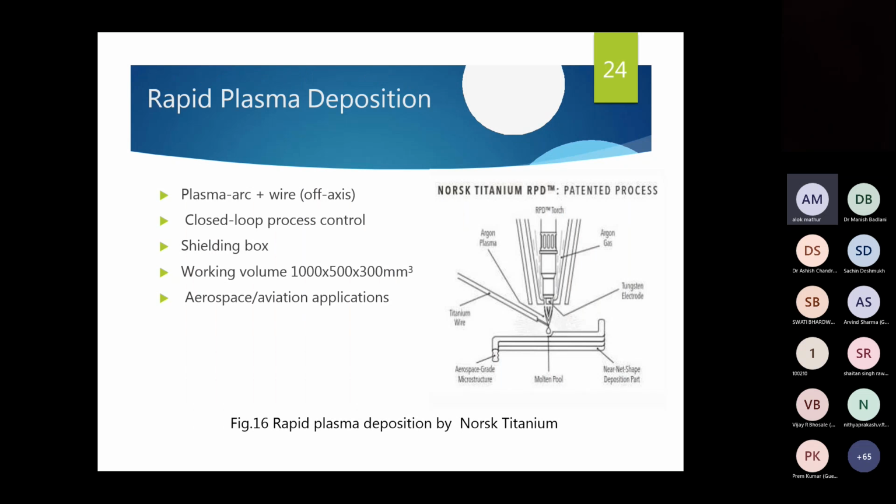Now we can move to the next method, that is rapid plasma deposition. See here, the major difference is the power source. Instead of electron beam or laser, we are using a plasma arc. You can see the plasma torch is there, and plasma is developed through the torch. This is the complete RPD torch, and argon gas is passing inside, so we get the molten pool.